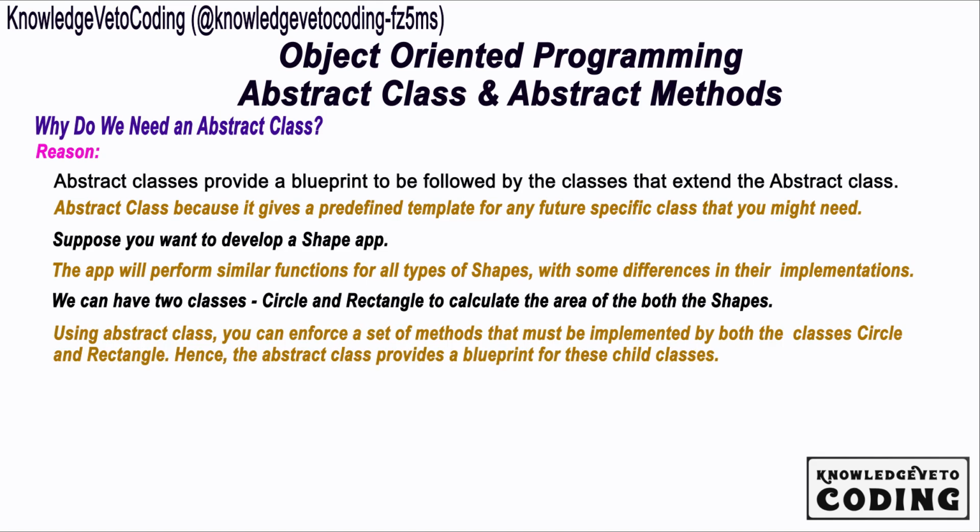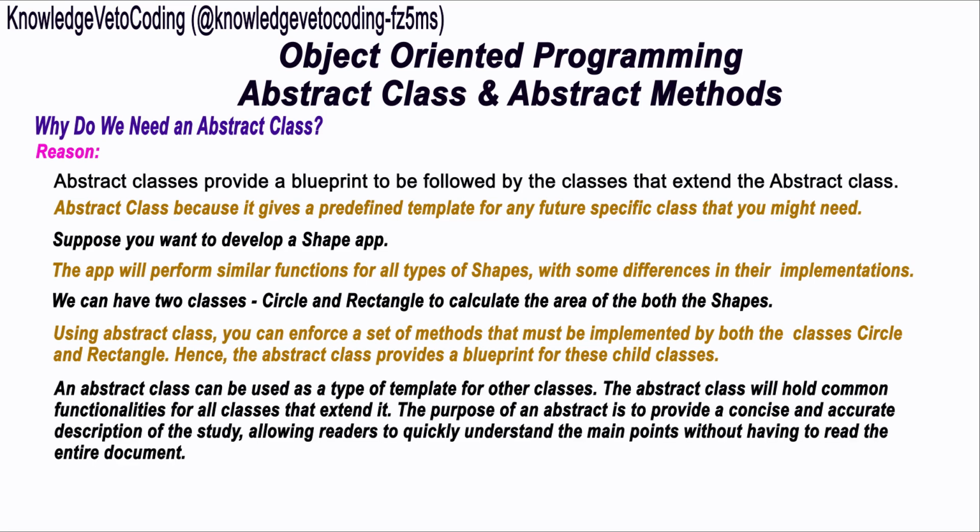Using an abstract class, you can enforce a set of methods that must be implemented by both the classes circle and rectangle. Hence, the abstract class provides a blueprint for these child classes. An abstract class can be used as a type of template for other classes. The abstract class will hold common functionalities for all classes that extend it.